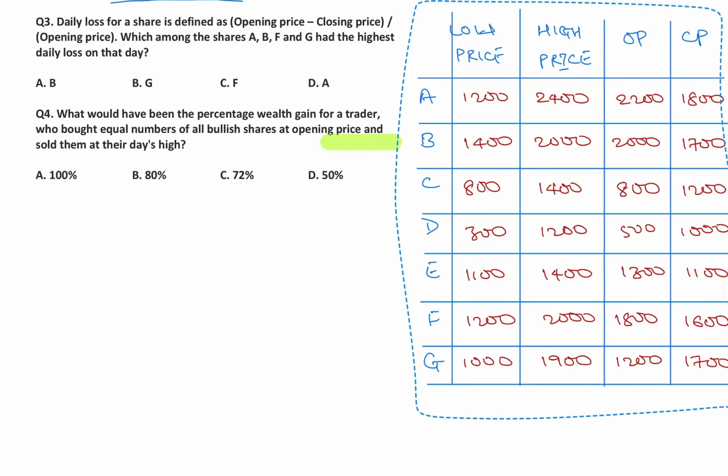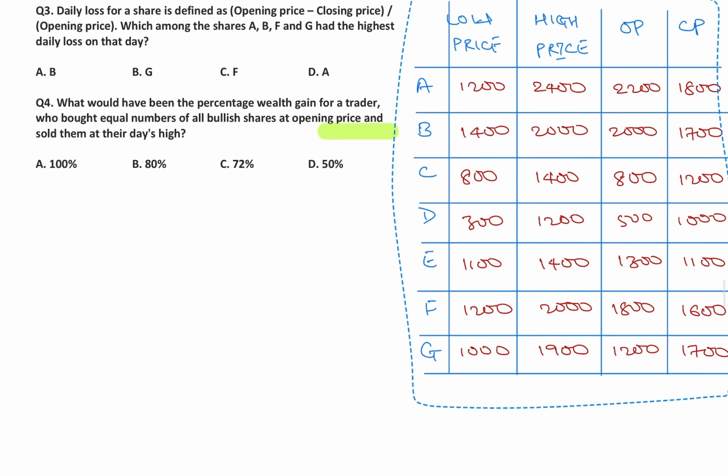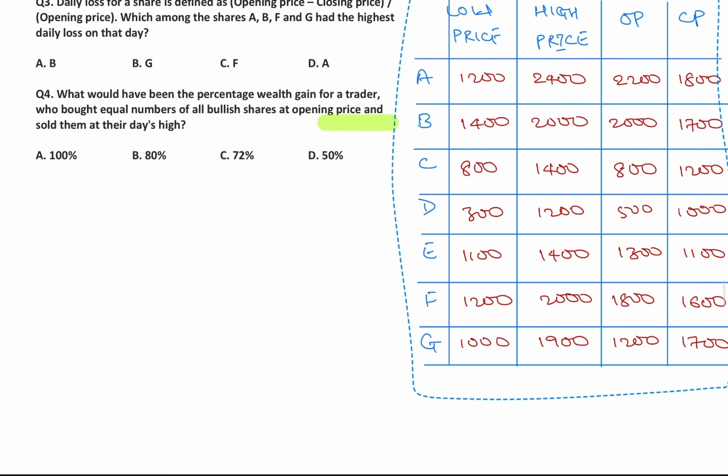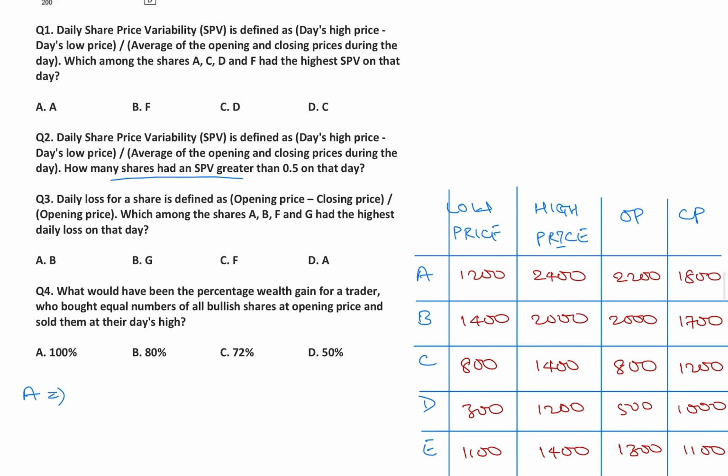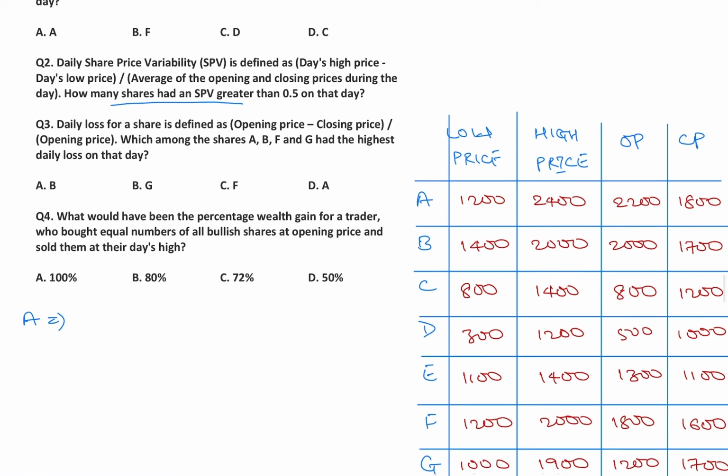Okay, so I think this is better. Okay, so I have to find SPV for all these values. So for A, what is SPV? SPV is day's highest price minus day's lowest price upon the average of opening and closing prices.